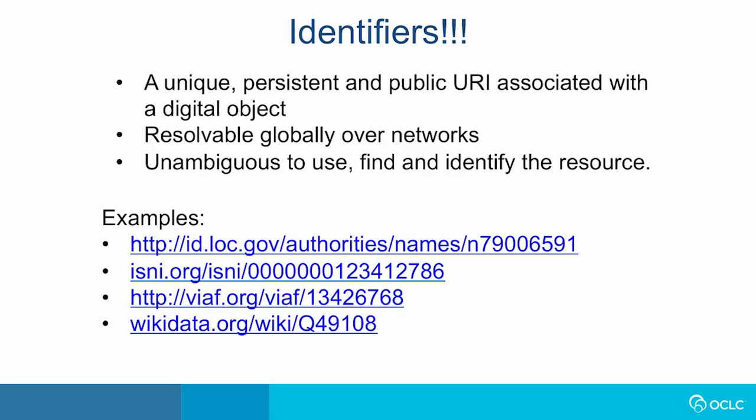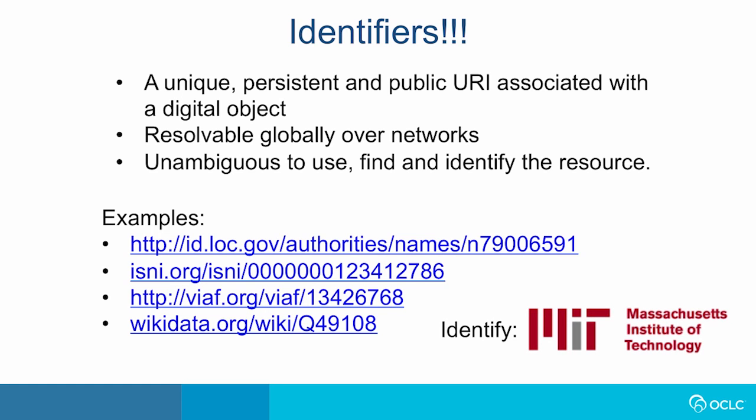So I've put up a few examples of what we consider identifiers. The first one is the Library of Congress's id.loc.gov. The second one is from the International Standard Name Identifier database, that's ISNI. The third is the Virtual International Authority File, or VIAF. And the fourth one is the Wikidata URI. Wikidata is the source of all the different languages of Wikipedia you might have been exposed to. In this case, all four identifiers identify the Massachusetts Institute of Technology, also known as MIT, also known as a number of different labels in various languages.